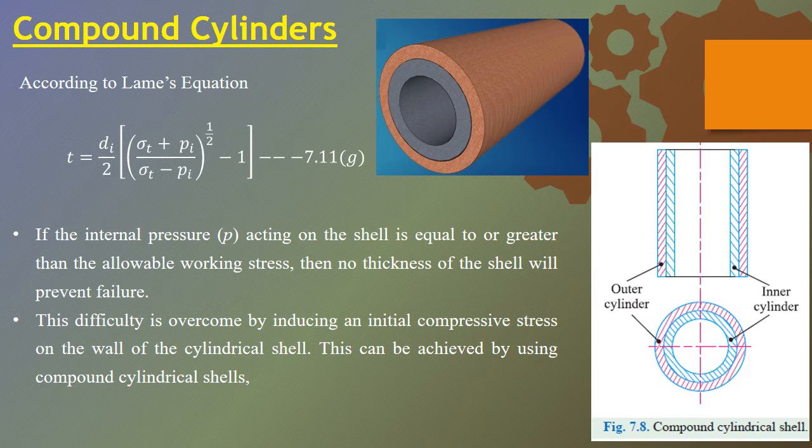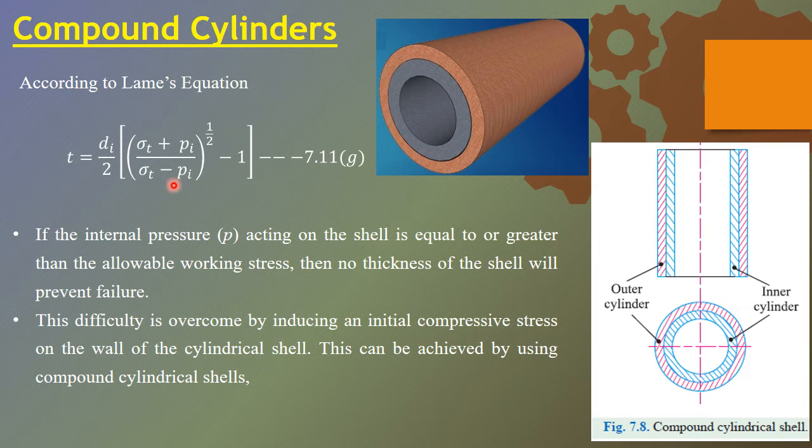According to Lame's equation, which we had used previously in the cylinders, this is the expression for the thickness of the cylinder, and it is given in the design data handbook, Mahadevan and Balaveera Reddy data handbook, in equation number 7.11g. This is the expression for the thickness of the cylinder, right? So observe this equation.